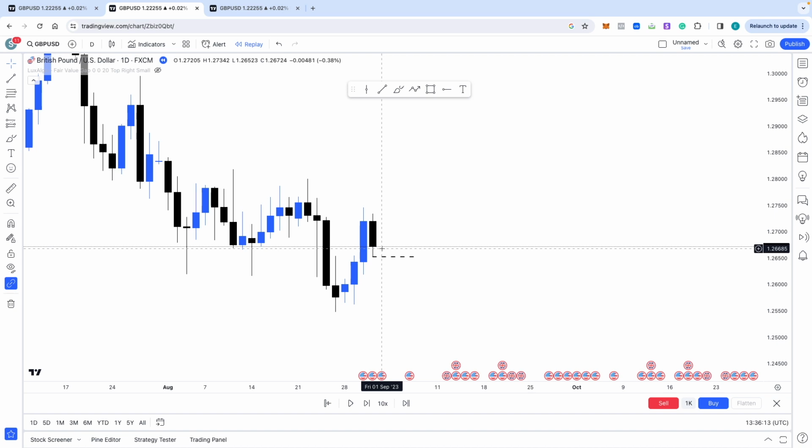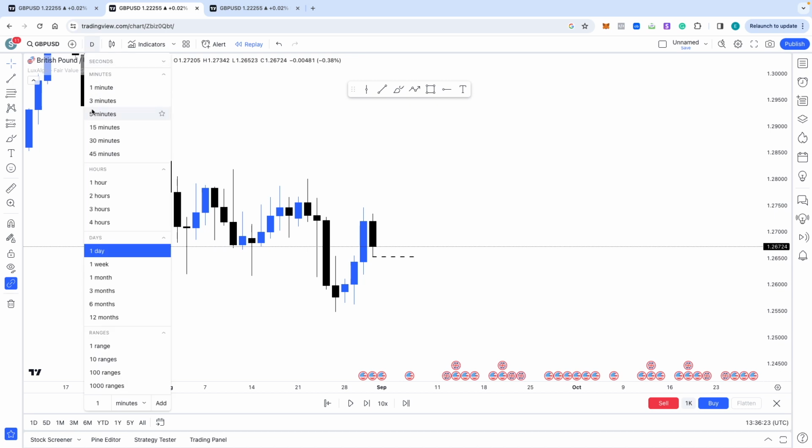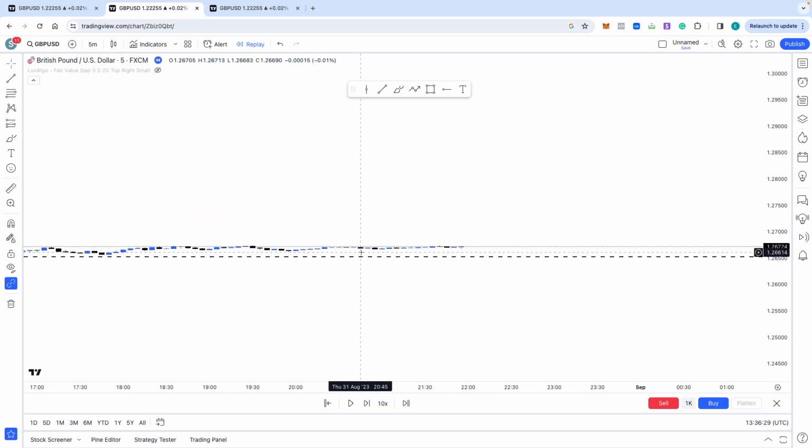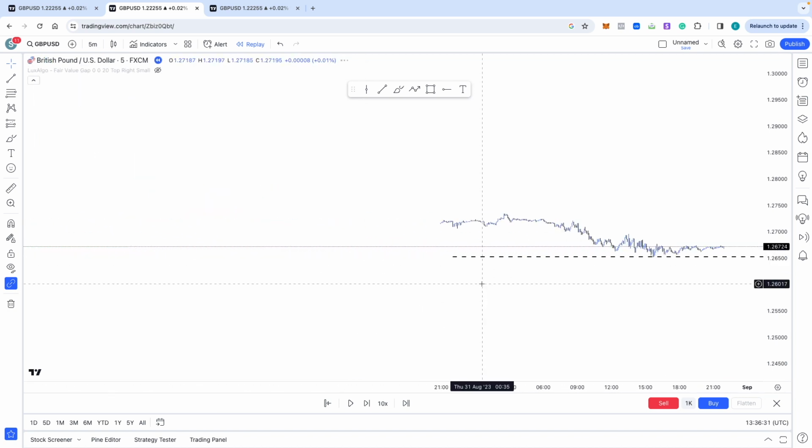So essentially, this is going to determine our daily draw on liquidity, this previous day low. And now we can look for an entry on the 5-minute time frame. And this is a trade that I took during the Asian session, which is from midnight UK time.